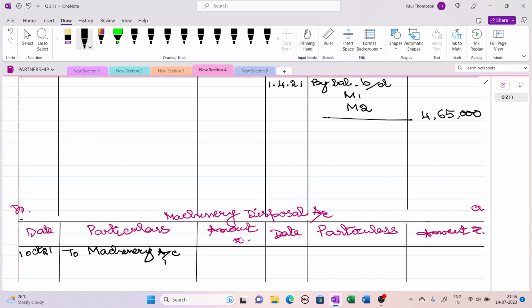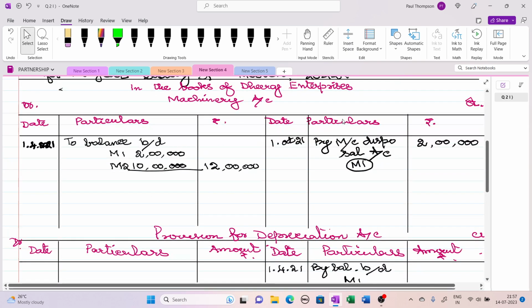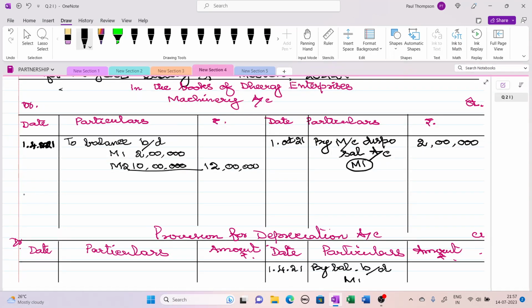M1 has come here. The value is 2 lakh rupees. Next they say that on the same date they purchased another machine. So now they purchased another machine on 1 October 21. So what would be your journal entry? Machinery account debit to bank account. So you are going to write to bank.